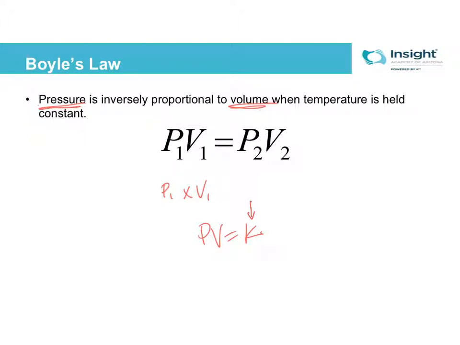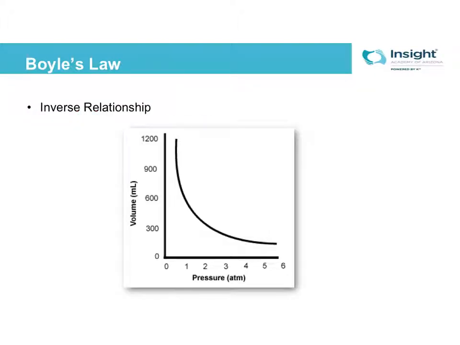So let's zone in on this part here. It's inversely proportional. So what that means is this is what a graph of changes in pressure and volume would look like. You can see that when volume is really high, your pressure is really low. So a volume of 1,200 milliliters only has a pressure of 1. Whereas if your pressure is really high, then your volume is really low. So they're inverse, they are opposite.